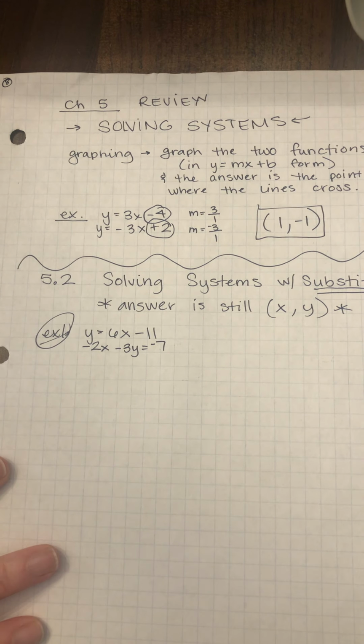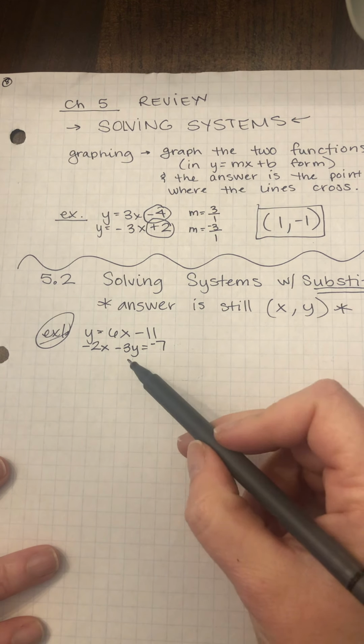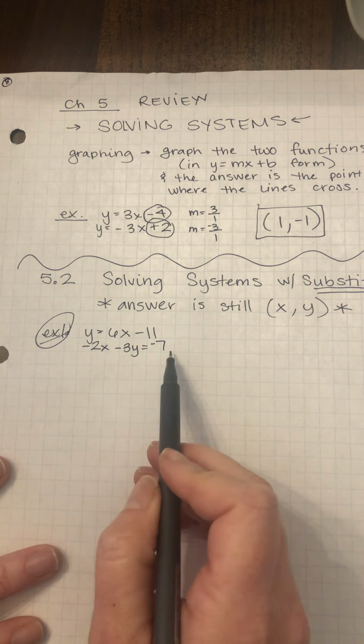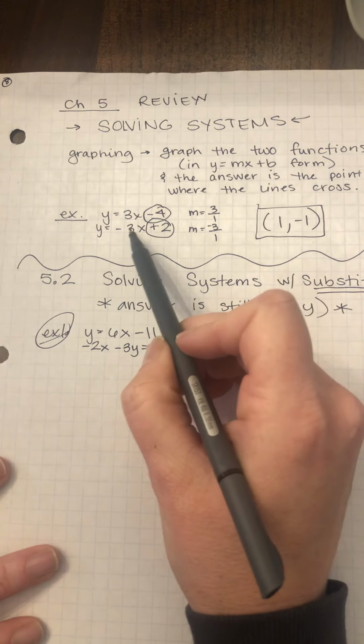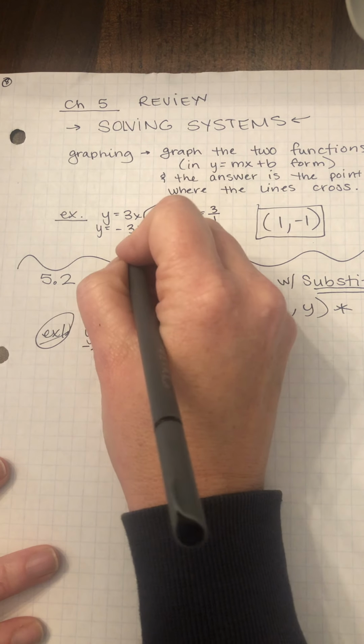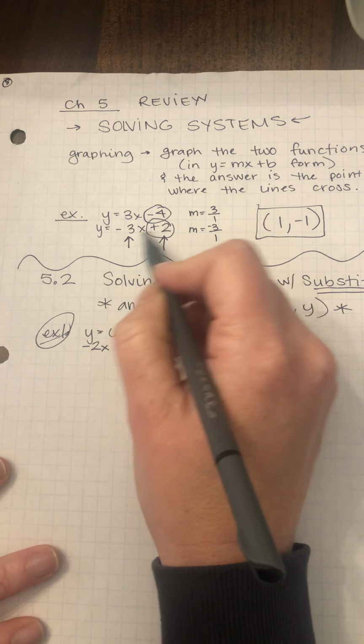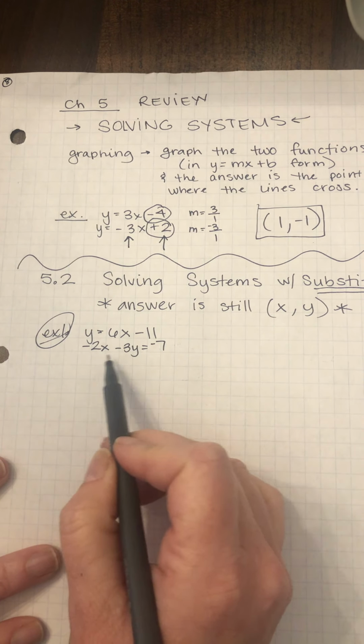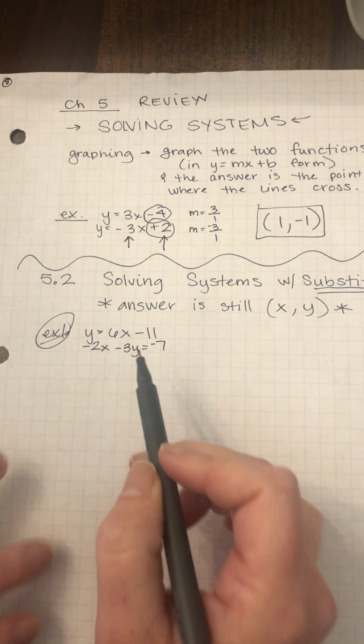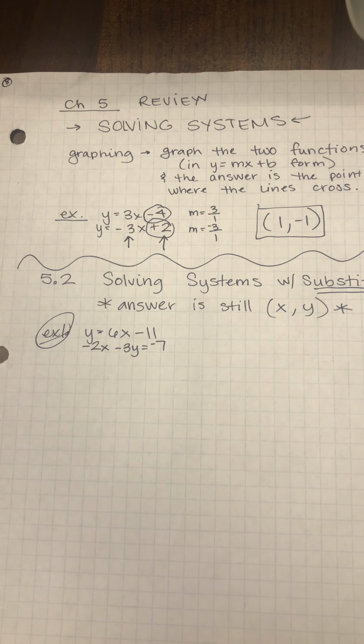So that's a good clue that tells you you're going to have to solve this differently, because this one we can't graph like this. It's not in slope and intercept, okay? We have to have these two pieces in order to graph them. In this one, we can't, right? The y isn't all by itself. So we're going to have to substitute.